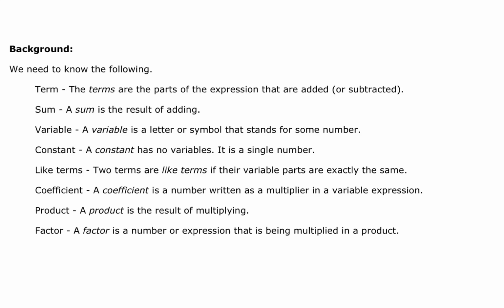This topic is identifying parts of an algebraic expression, and we first need to go over some key vocabulary. Our first vocabulary word is the word term. The terms are parts of an expression that are added or subtracted. So for example, if our expression is 3a plus 6 plus 2b plus x squared, we've got a bunch of variables there, 3 different variables, and then a 6, which is a constant. Each of these parts are terms.